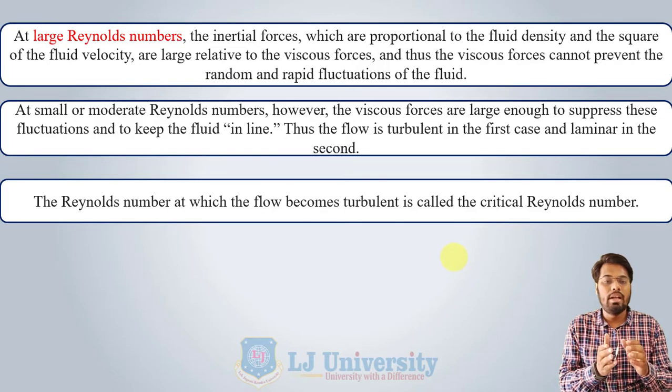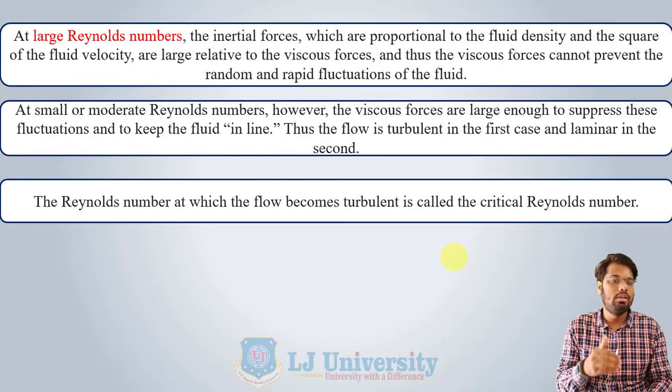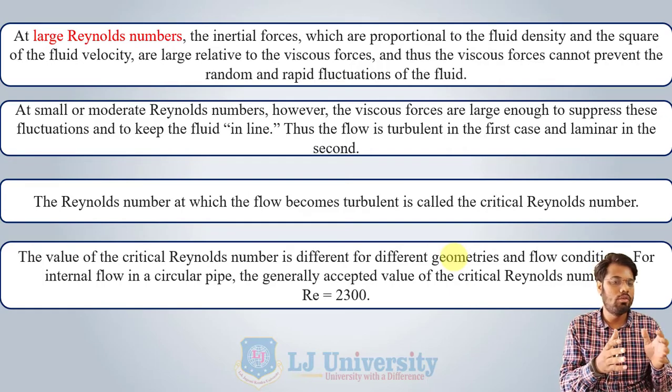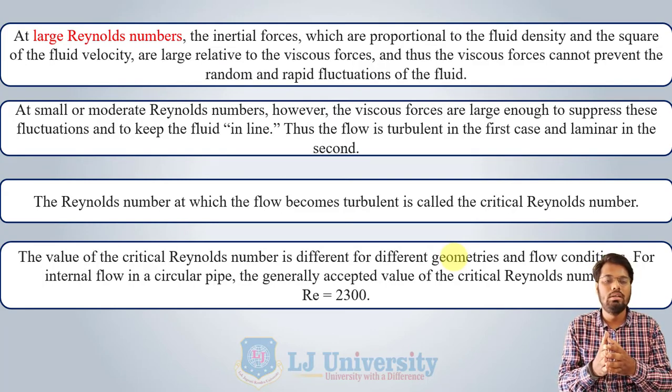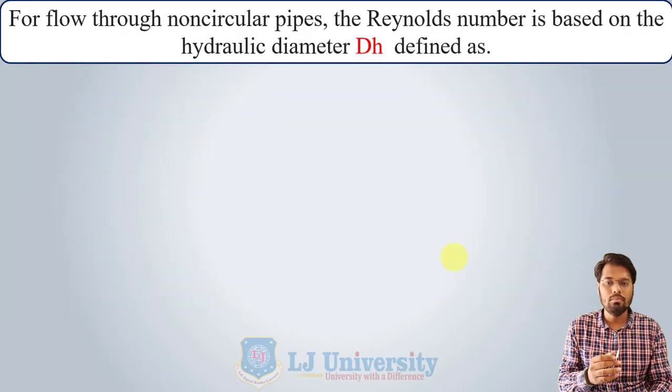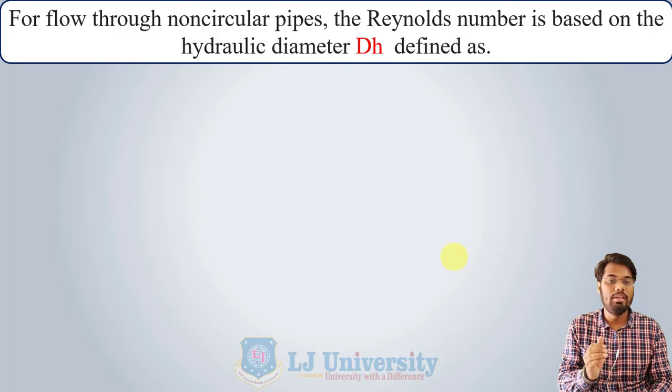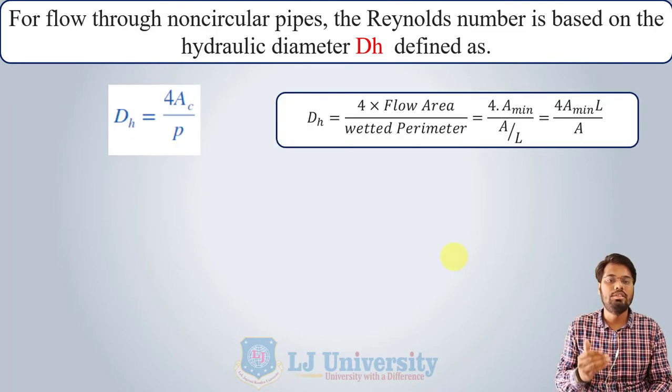So the Reynolds number at which the flow becomes turbulent is called the critical Reynolds number, and the value of the critical Reynolds number is different for different geometries and flow conditions. For internal flow in a circular pipe, the generally accepted value of the critical Reynolds number is 2300. Now for flow through non-circular pipes, the Reynolds number is based on the hydraulic diameter. So what is the hydraulic diameter, which is denoted by dh?